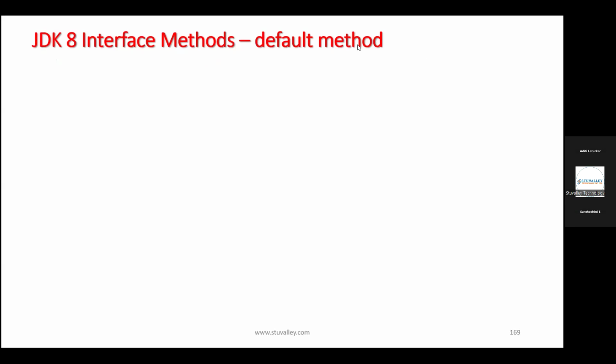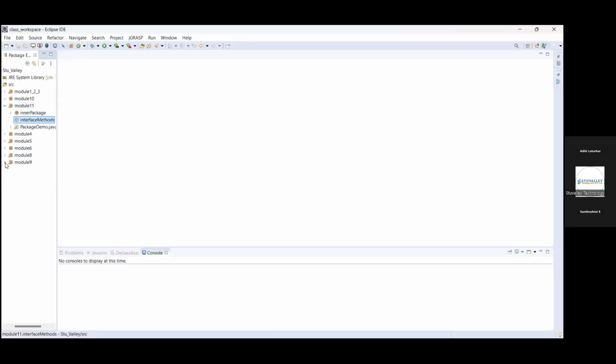So what is a default method in an interface? What is the purpose of writing this method? That we will see in today's session with one example. Basically, as we know, we have seen the interfaces concept, right? We have done interface programs.